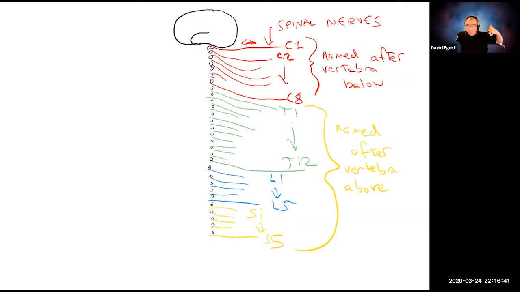And some of them, the ones that come out along the back, just kind of stay in strips along your body.